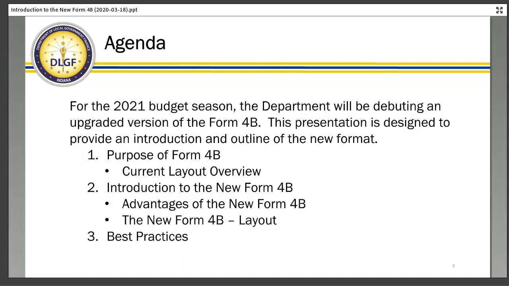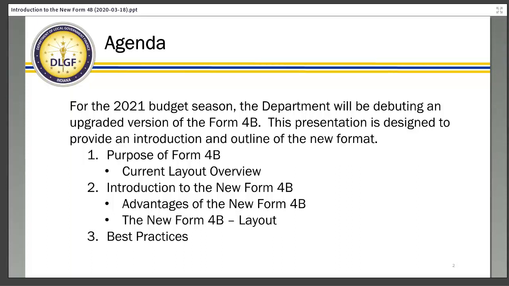We're going to start off by examining the purpose of the Form 4B, including a deep dive into the current layout, including tracing the existing information back to its source material. The second thing we're going to take a look at is we're going to introduce the new format, including the department's goals and guidelines as we were putting together the new format, and then we're going to go line by line through the new format. And then finally, we're going to settle in and discuss some of the frequently asked questions or some of the best practices for using the new form. All said and done, this presentation should be between 30 and 45 minutes, and it's designed to start the conversation.